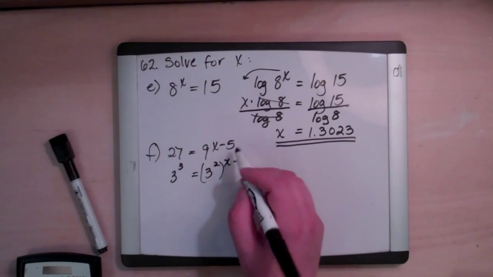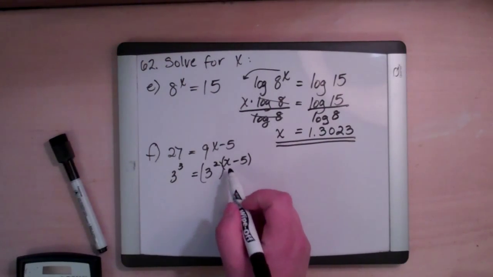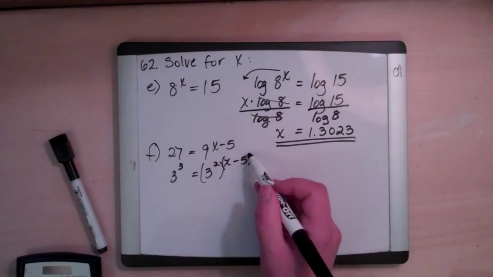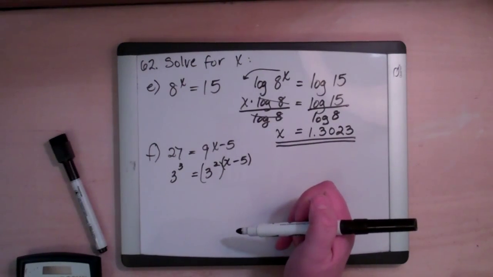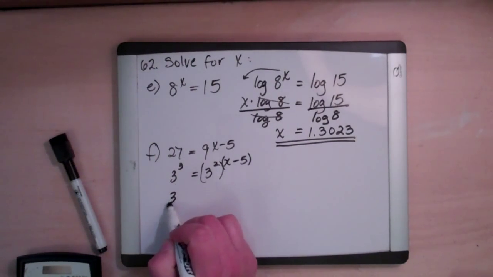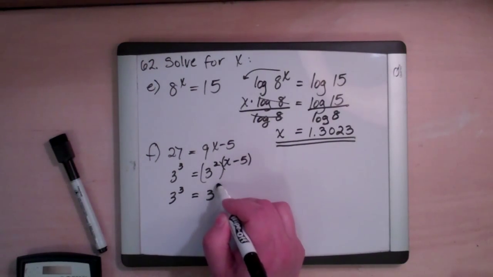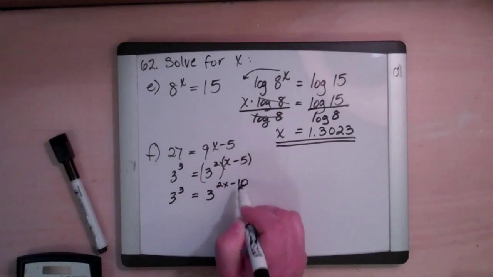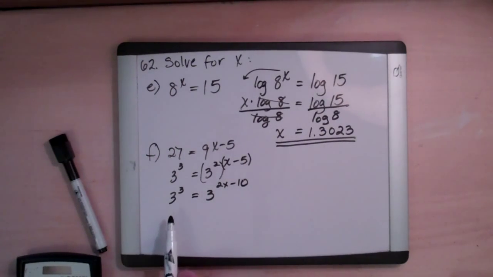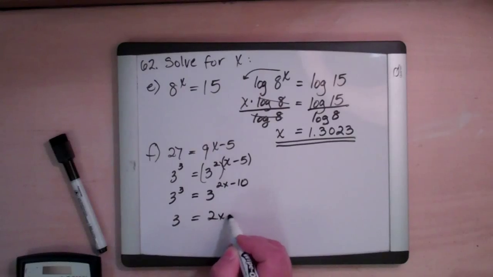Now I have to be careful to maintain this as an exponent and as something that is attached. Okay, so you might want to put an extra set of parentheses around it so that you can keep it straight. But you don't have to. But in this case now, I have 3 cubed is going to equal 3. And I can distribute the 2 to x minus 10, like that. And since I have the same base, the only way that this can be a true statement is if the 2 powers are equal. So I can rewrite this as 3 equals 2x minus 10.